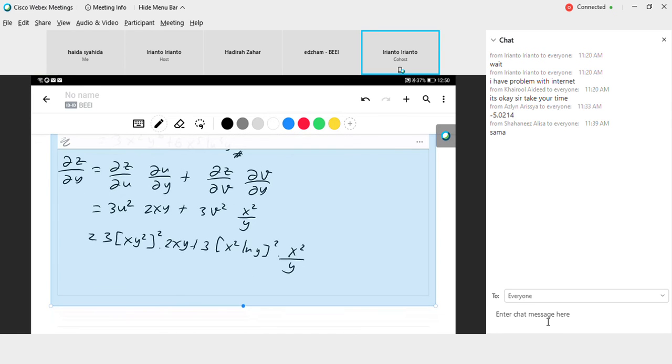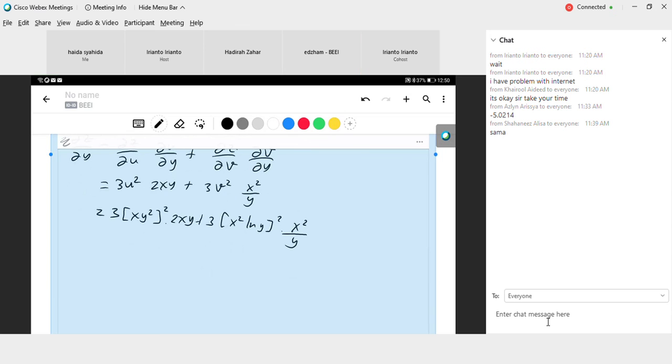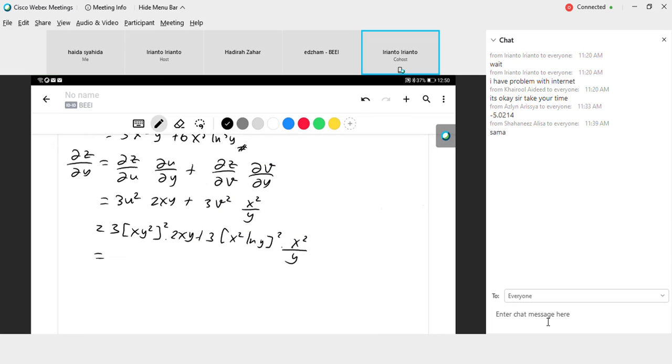Okay, so equals 3 times 2, which is 6, x squared multiplied with x cubed, y squared, y to the power of 4 multiplied with y, which is y to the power of 5, plus 3, nothing else, x squared, x to the power of 4 multiplied with x squared, x to the power of 6, ln squared y divided by y. That's it.